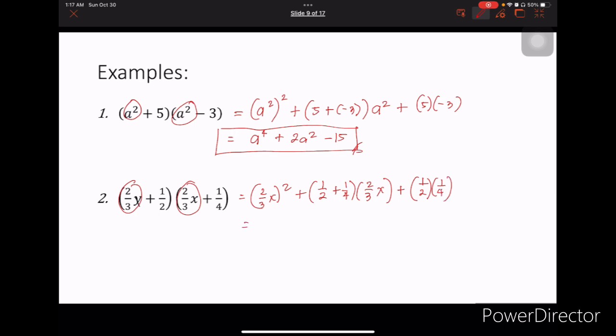So with that, this is equal to 4 over 9 x squared, plus this is 1/2 plus 1/4, that's 3/4, right? So cancel it all. So cancel 2. You have 1, then you have 2. So you will have 1/2 x plus 1/8. So this is now the final answer. Since 1/2 times 1/4, that's 1/8.